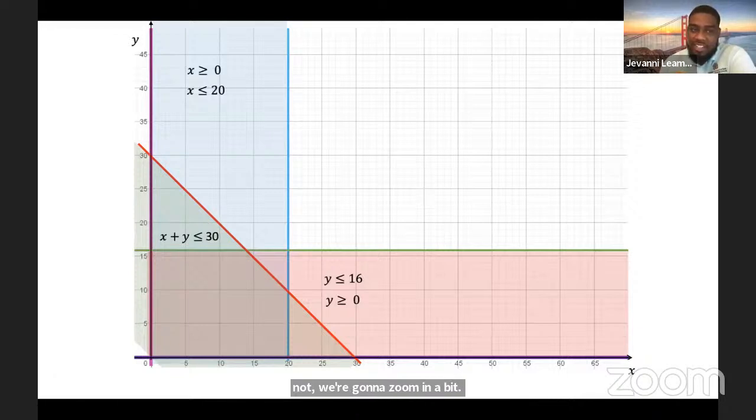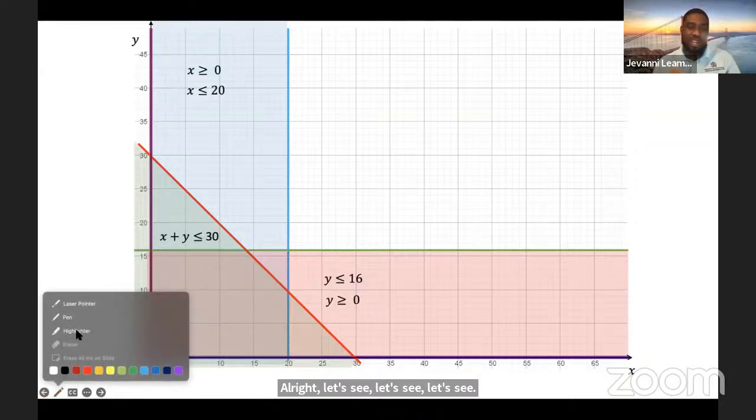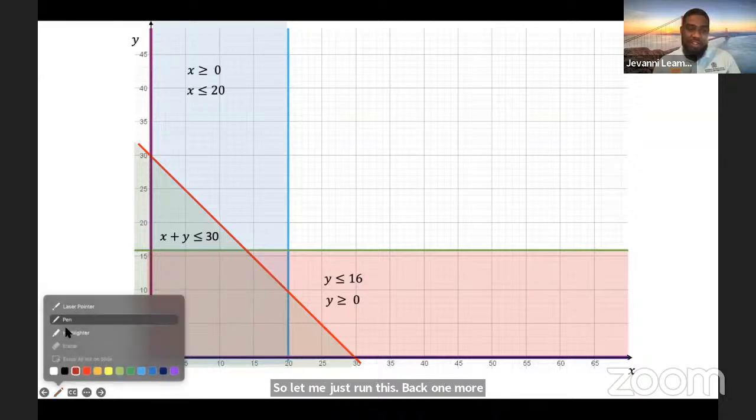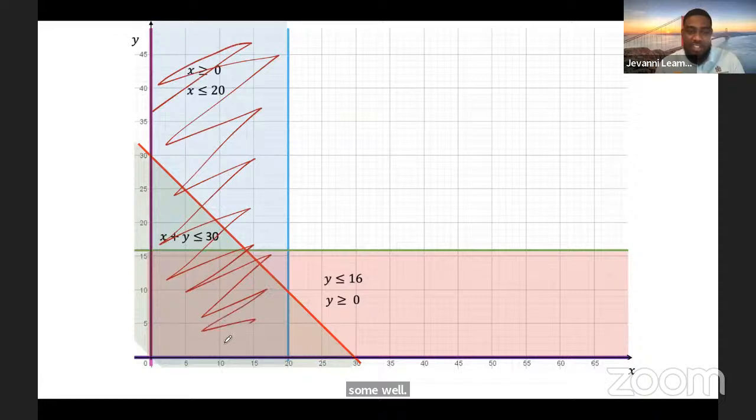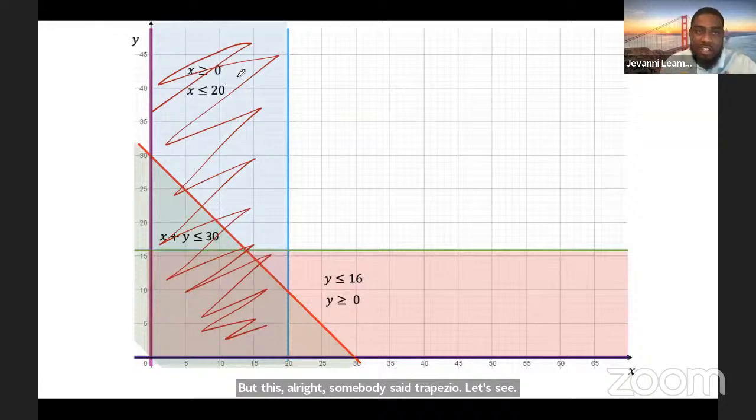All right, let's see. So let me just run this back one more time for the colors. You might not be able to see so well, but somebody said trapezium. The one that I just highlighted in red is for these 2 equations, which are inequalities: x is greater than or equal to 0, and x is less than or equal to 20, right? Everybody seeing that?